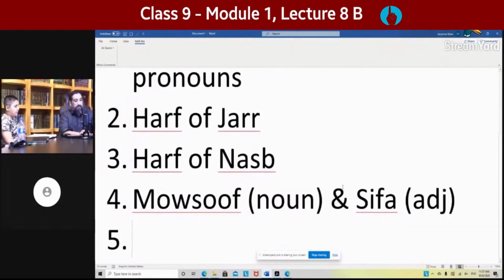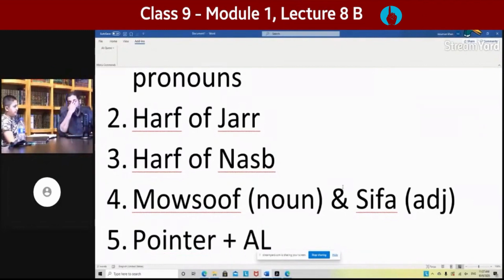And then finally, it's the pointer plus al. Okay, we call it ismul ishara and mushar ilayh, but we don't need the terms right now. All I need from you right now is pointer and al. The notes have it, the transcripts have it, but right now I want to focus on the concept.